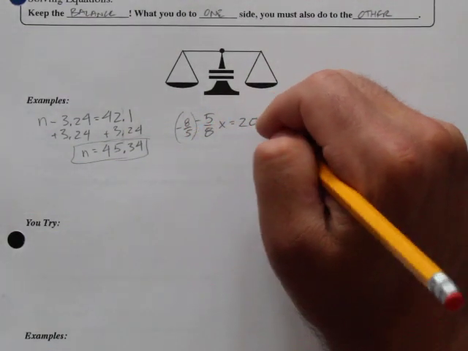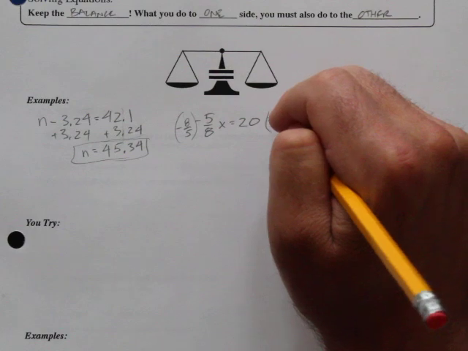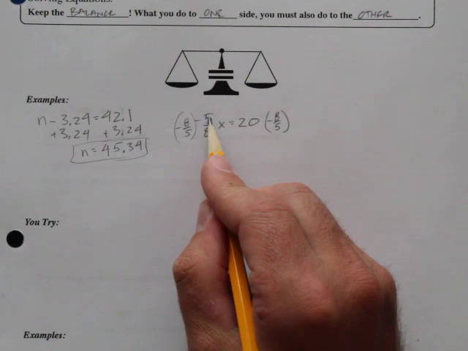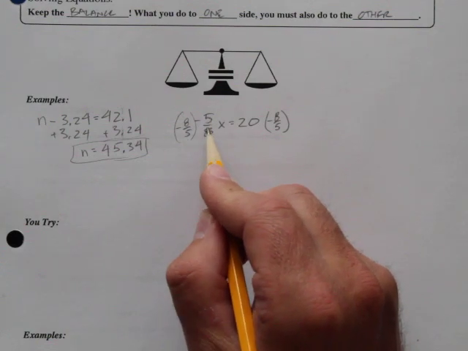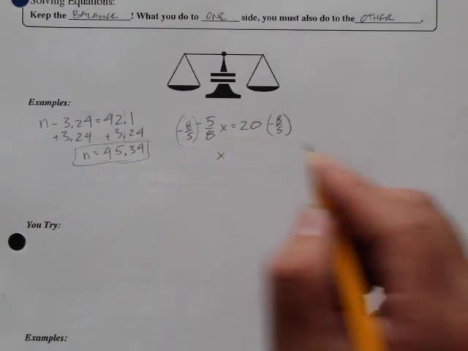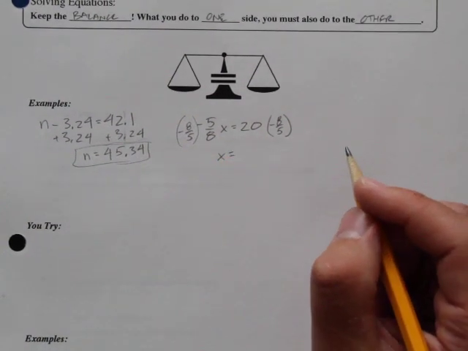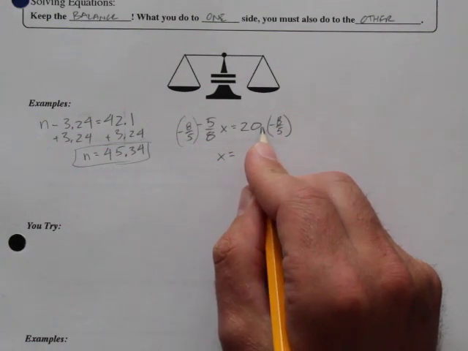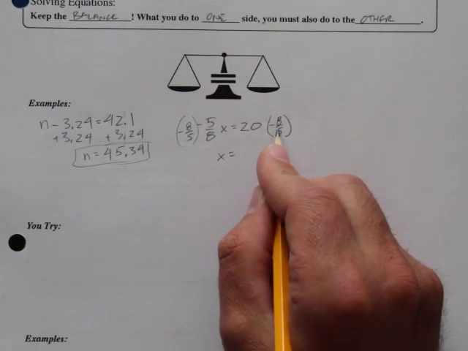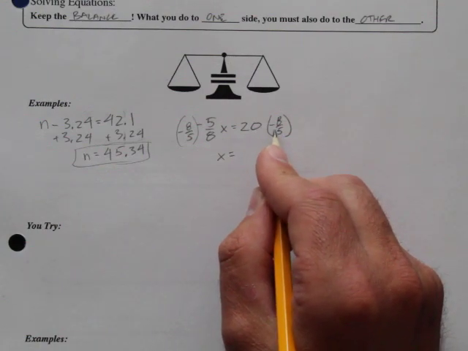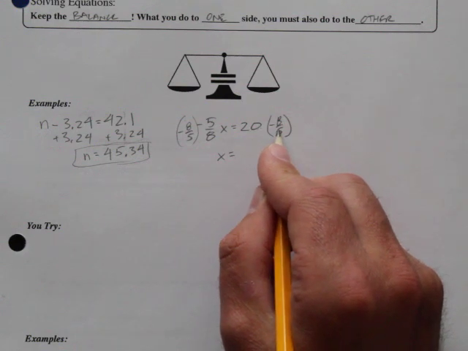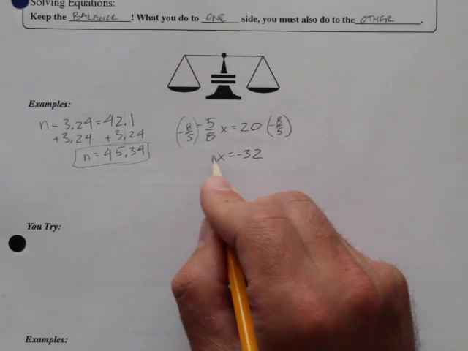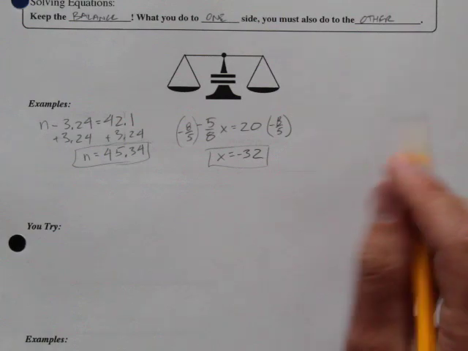What I do to one side, I must also do to the other side, negative 8/5. So this becomes positive 1, because 8 times 5 is 40, 5 times 8 is 40, and 40 divided by 40 is 1. So I've got 1x equals 20 times negative 8/5. Now I am going to divide 20 by 5 to make my math a little easier. 20 divided by 5 is 4. 4 times negative 8 is negative 32. Rewind and play that again if that doesn't make sense to you.